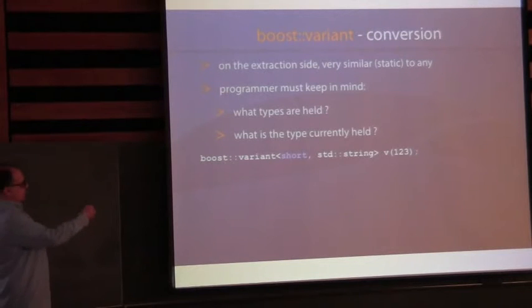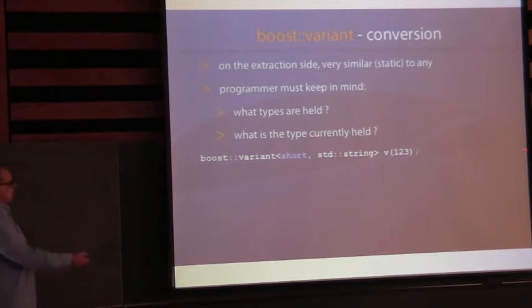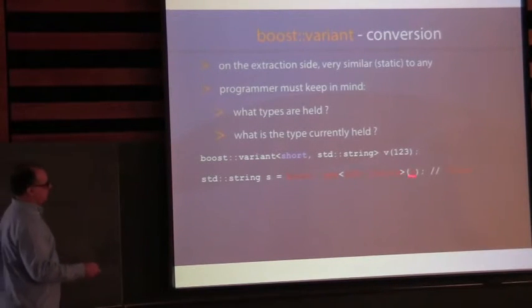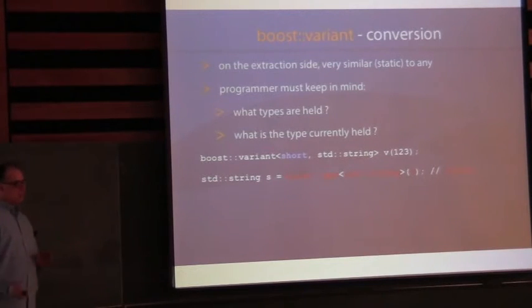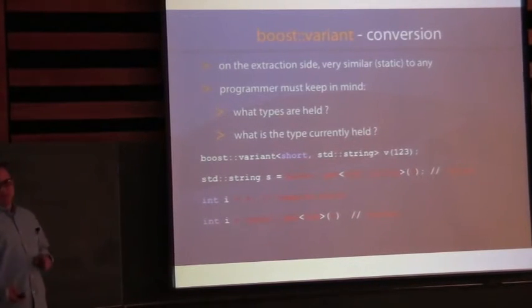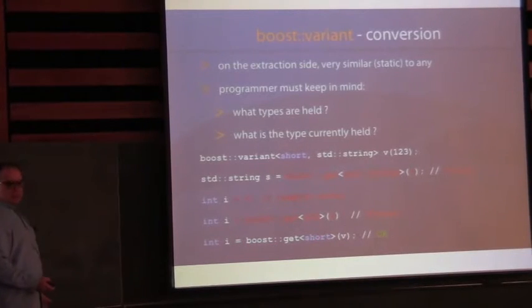So for example, you can do something like this. You declare a variant of short and string. You initiate it with a value of 123. But then if you try to do something like this, it's going to throw on you. This, of course, will compile. It will have a compilation error. This will throw because you're trying to get int, but you put in short, so there's no int in there. Very rigid again, similar to any, but you can get the short out that you put in.